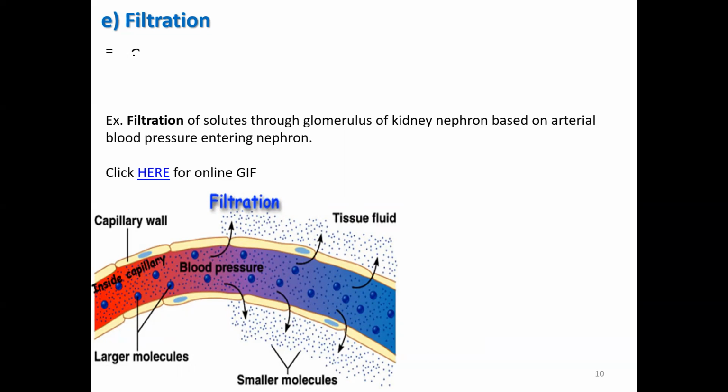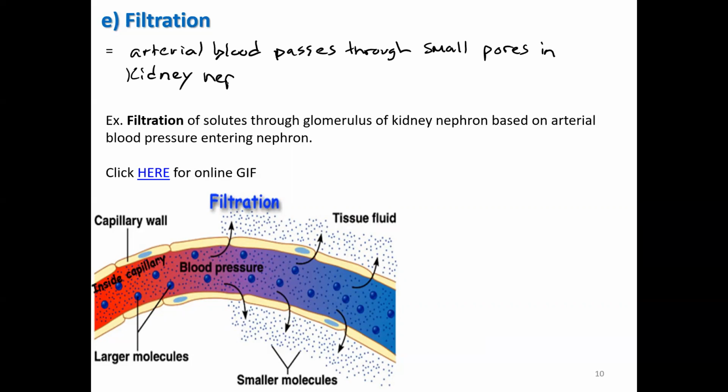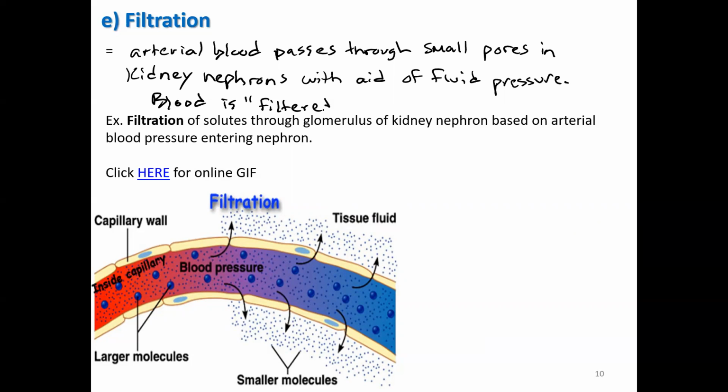So filtration happens when arterial blood passes through small pores in the kidney nephron. I'll say nephrons because there's many of them. With the aid of fluid pressure, the blood is filtered. Small things get across the membrane, but not big things. But it's the fluid pressure that's pushing it across. So that's the filtration.